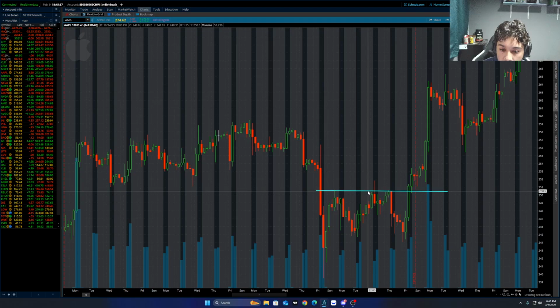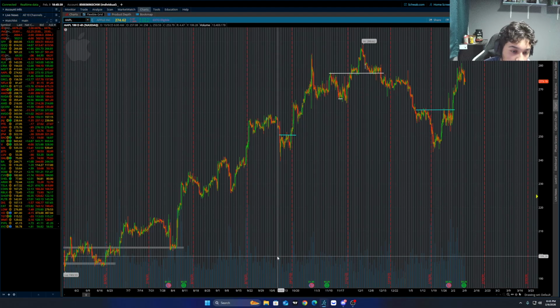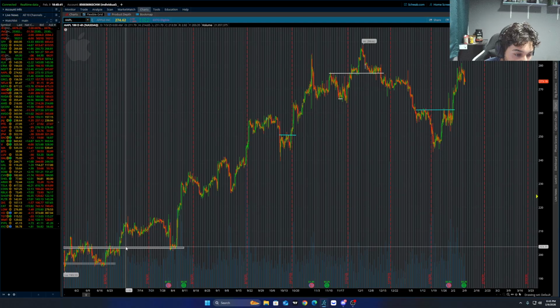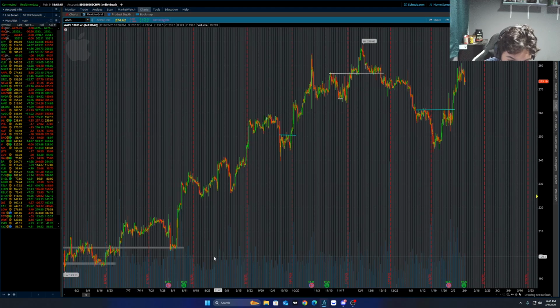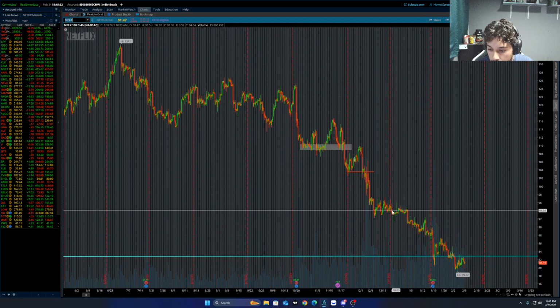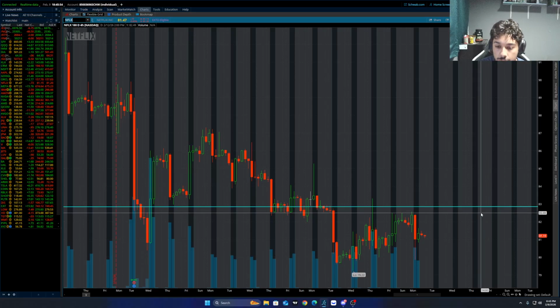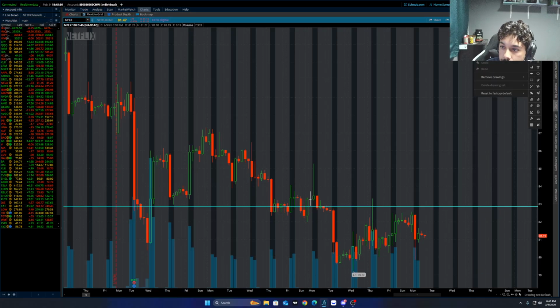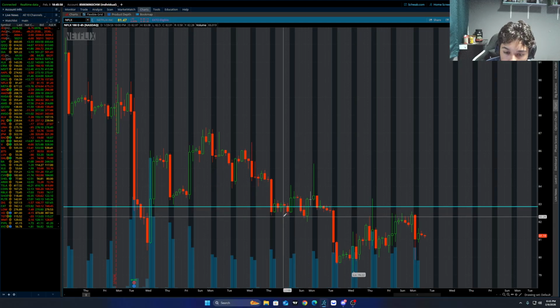We have resistance here. Let's see, what else do we have? I'm trying to see what else I can put for you guys as well. Let's look at another chart. Let's look at Netflix. Okay, Netflix is a good one as well. We have our resistance here.